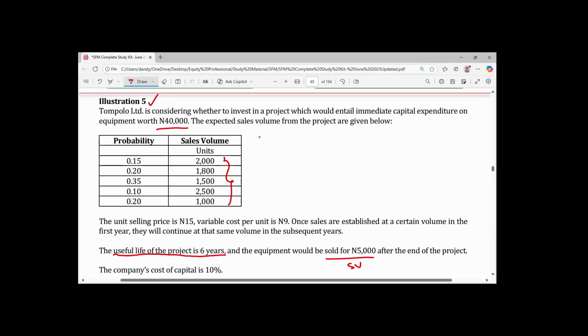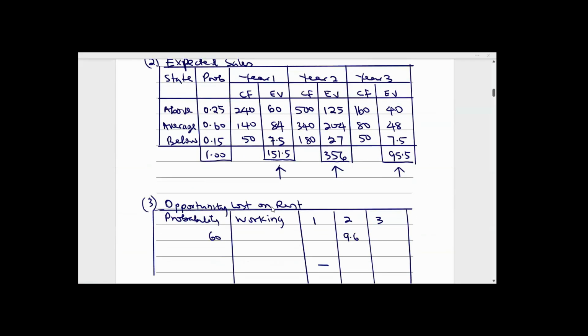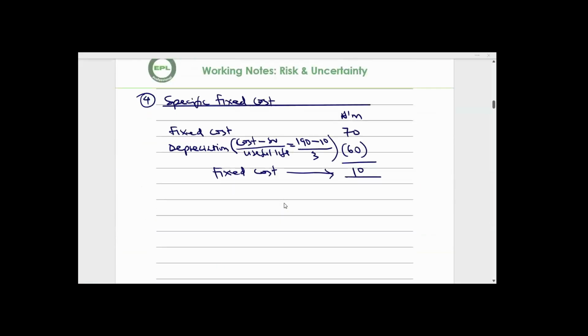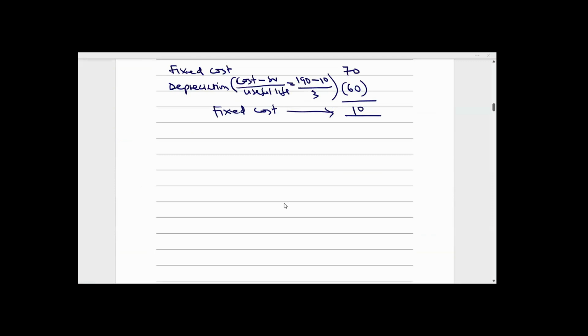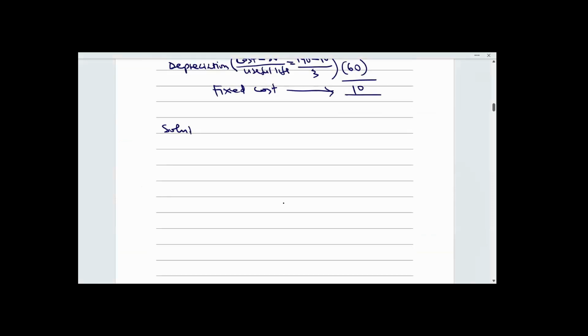Okay? Now, let me stop sharing this and move to the working note quickly so that we can complete the two illustrations I have for you under this. Solution to illustration. I think that's illustration number 5. Yes. Illustration 5, page 64.